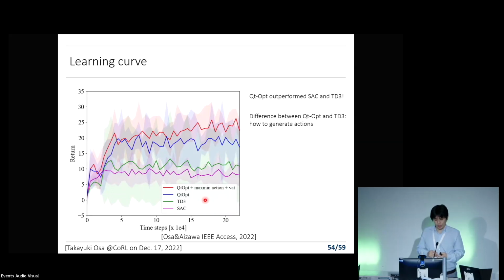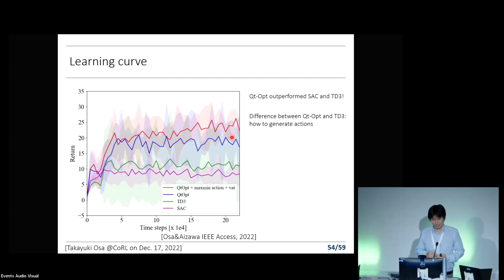And here is the learning curve. In this study, we propose a variant of Qt-opt to improve the sample efficiency. However, this is not the point of this talk. I would like to focus on the fact that Qt-opt significantly outperformed TD3 on this task.